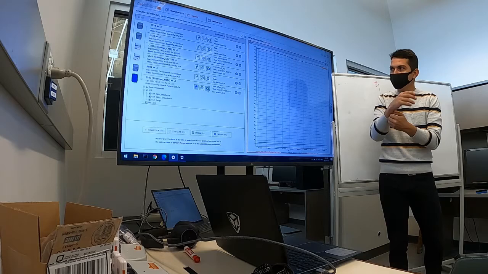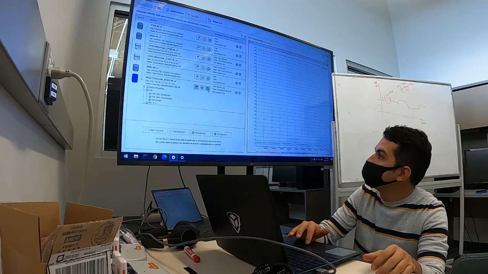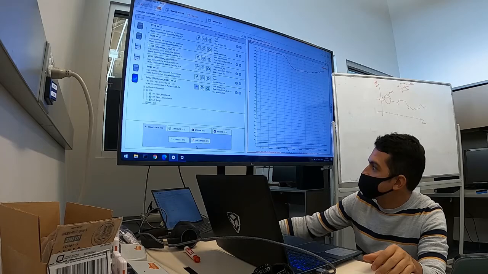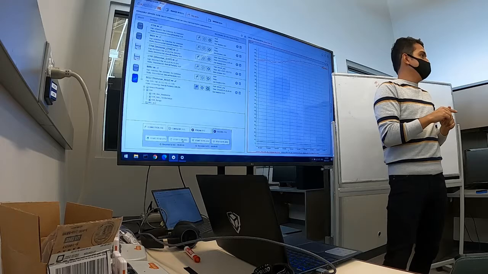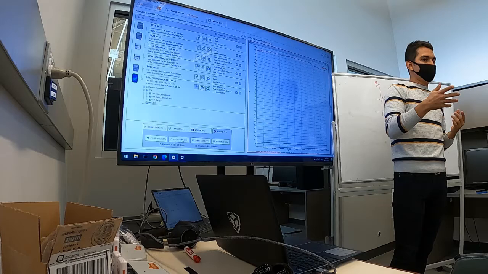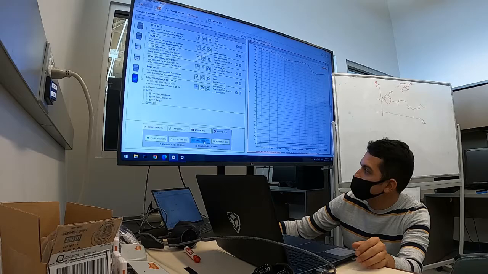So you see the signal. Let's record the signal. You need to select here the sensor and then you come here to record. And then you can record directly into the SD or you can record into the computer. Based on the type of experiment you have, you want to record directly there or in the computer. So I'm going to record to the computer and then boom, it starts recording.